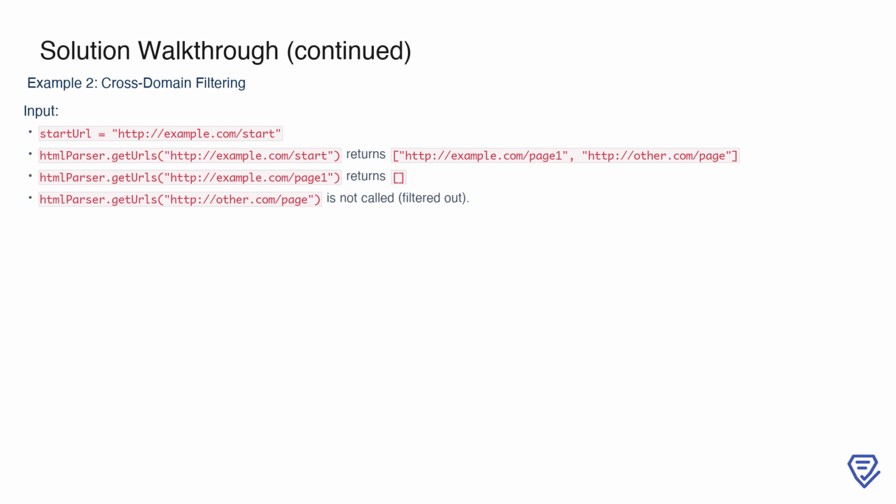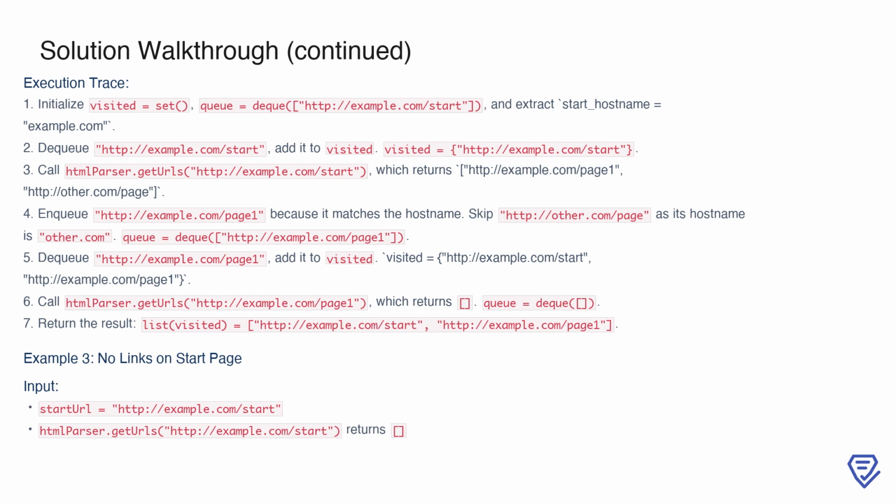Additionally, http://example.com/page1 has no further outgoing links, so the crawl ends quickly. This demonstrates how filtering by hostname ensures that we stay within the intended domain and avoid unnecessary requests to unrelated domains. Looking at the step-by-step execution for this cross-domain filtering example, we begin by initializing the visited set, the queue with the start URL, and extracting the hostname example.com.